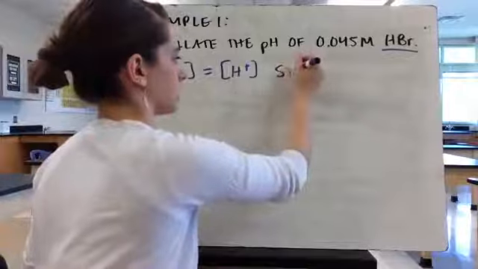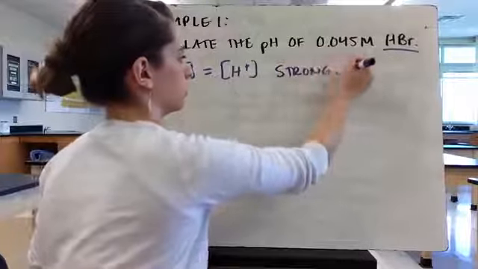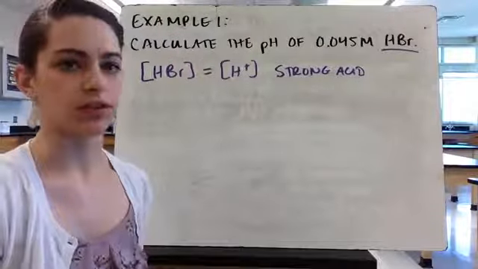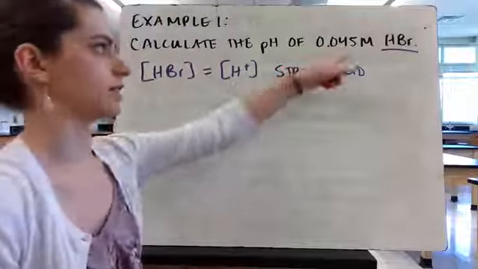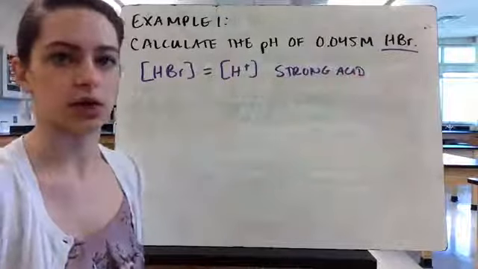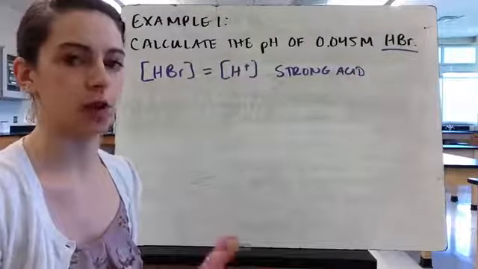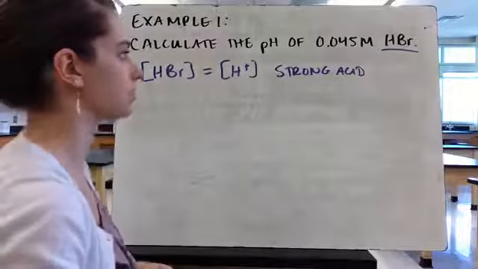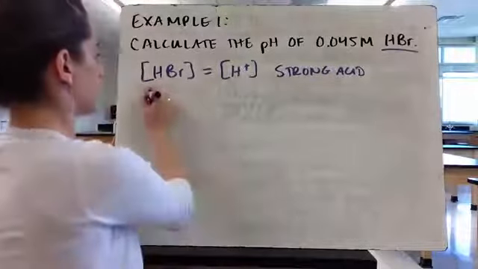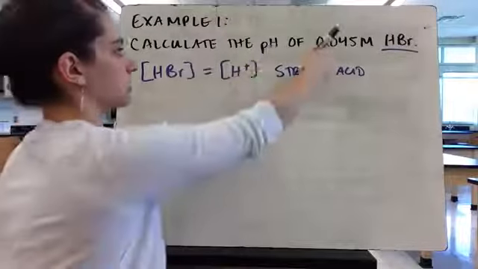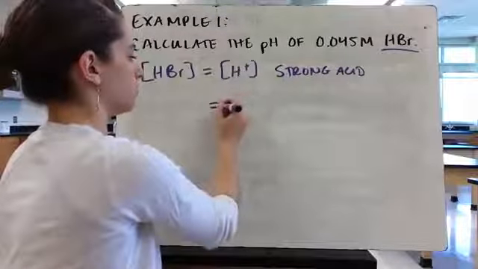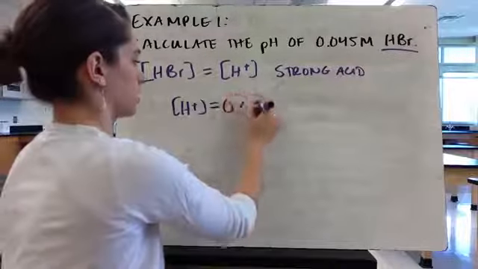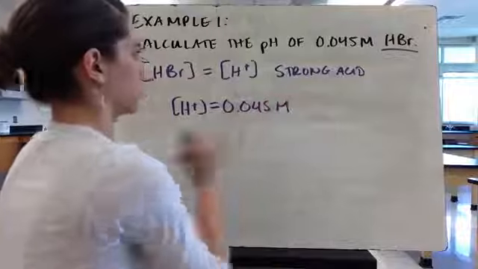That's because it is a strong acid. I won't ever give you problems where you're not going to have a strong acid if it's something written like this, because we don't know how to calculate pH from a weak acid, and that's not something we're going to focus on in this class. So we're going to focus on the strong acids. So that means that our concentration of HBr is 0.045, which means our hydrogen ion concentration is 0.045 molar.